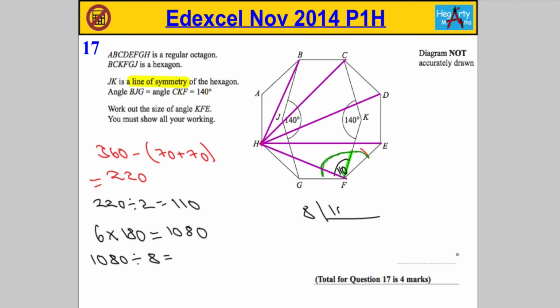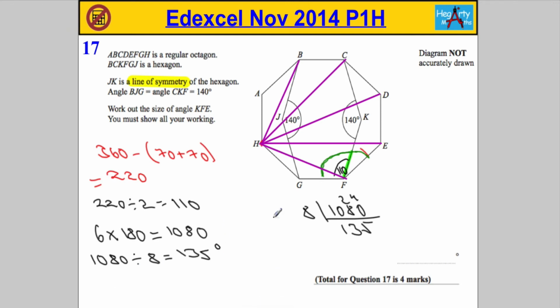So 8 into 1080. 8 into 1 doesn't go. 8 into 10 goes once, carry 2. 8 into 28 is going to go 3 times, carry 4. And 8 into 40 goes 5 times. So each angle is 135 degrees.